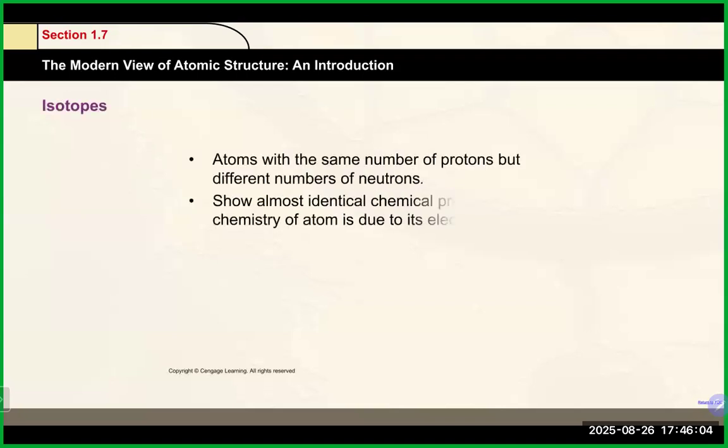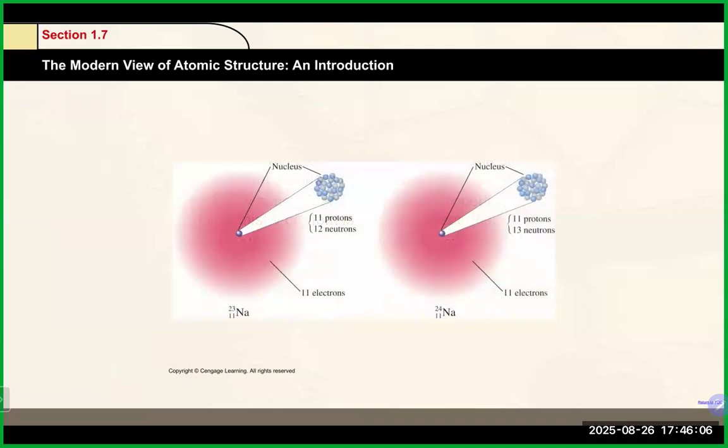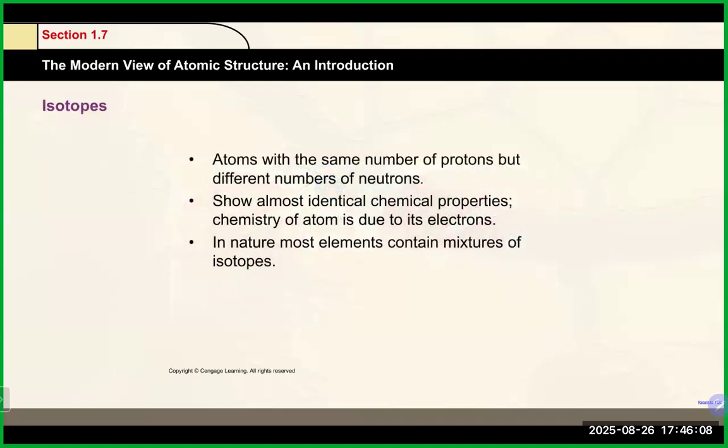The first thing we're going to talk about are isotopes. Isotopes are atoms that have the same number of protons, but a different number of neutrons. The chemistry of isotopes is pretty much identical. They will do basically the same thing, because electrons are what's bonding. Some isotopes are radioactive, some are not.